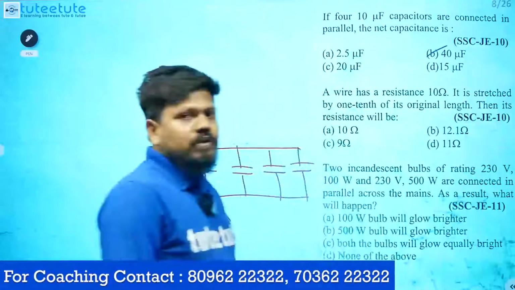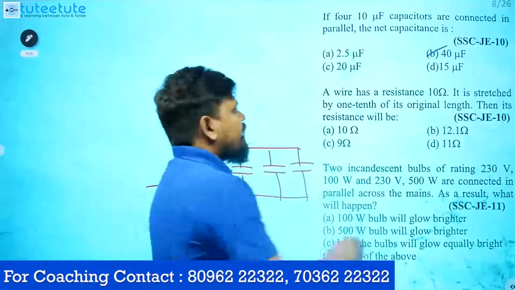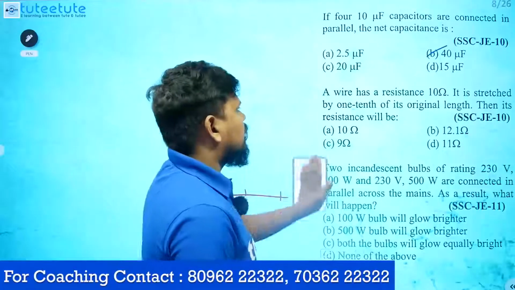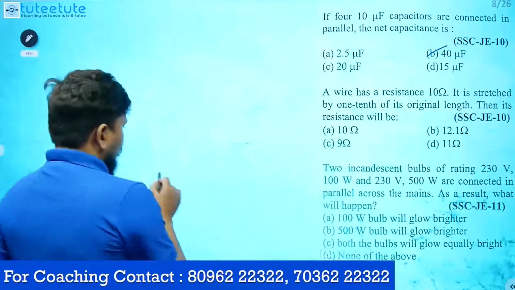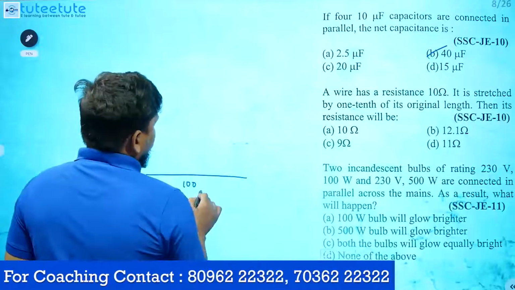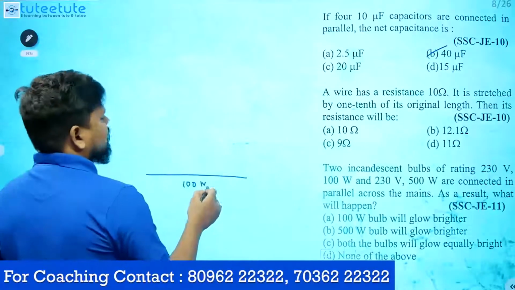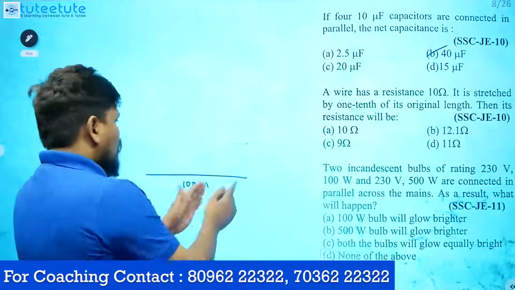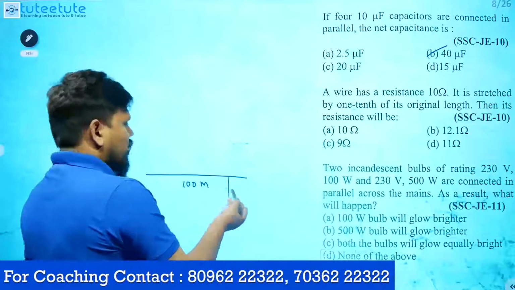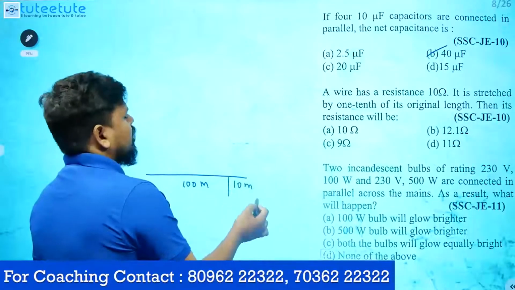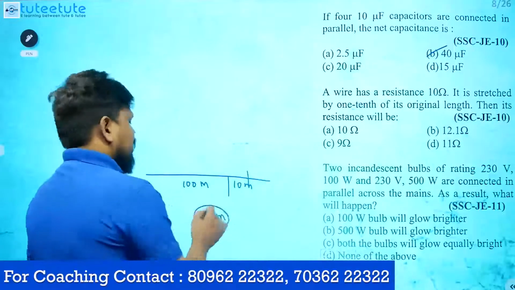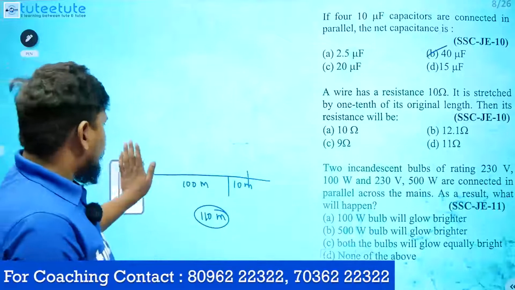Within 10 seconds we can answer this model of questions. A wire has a resistance of 10 ohms, it is stretched by 1/10 of its original length, then its resistance will be? Generally, for example, a wire of length 100 meters, stretched by 1/10 of its length, means 10 meters extra. So in total it will become 110 meters. That is the meaning.